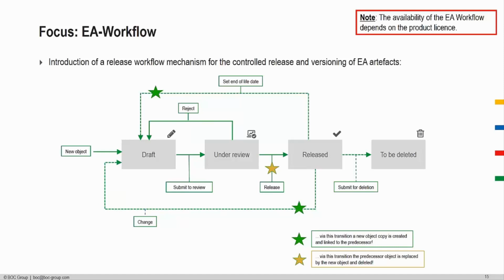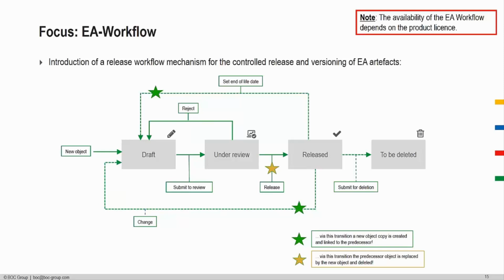So the new workflow just allows you to control the versioning and the release of all objects in the repository. When any new or released object needs to be changed, so if it's in a release state, you can put it through the release workflow and submit any change for review before it's then checked by the architect, and it can then be released or rejected.